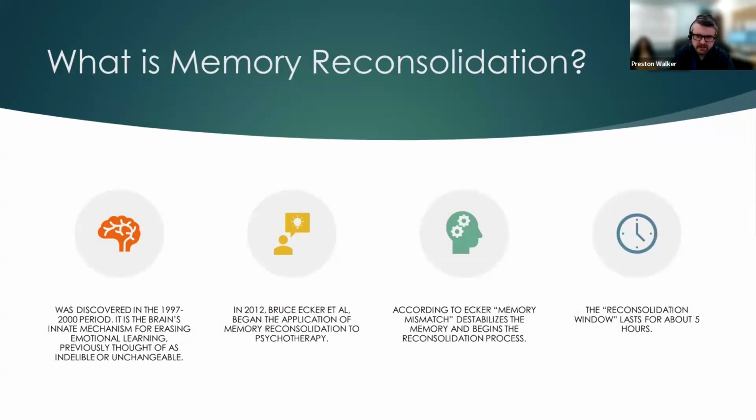Like I said, this was not well known. It was discovered in the 1997 to 2000 period, and really took off with a paper in 2003. It was done on rats with fear. Bruce Ecker has talked about it in coherence therapy. What they do is they'll have a negative memory and activate a positive memory. Now there's this mismatch, and the negative memory will reconsolidate with conflicting information or less intensity.